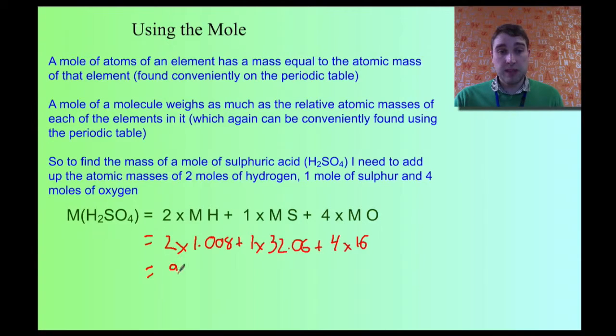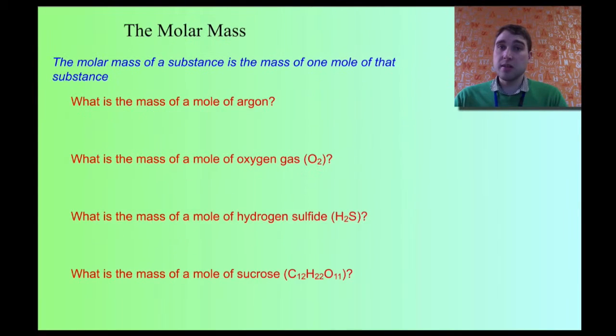So our molar mass is 98.076 and our unit for this is grams per mole. So this is how many grams you have in 1 mole of the substance, in this case sulfuric acid. So let's do some examples.